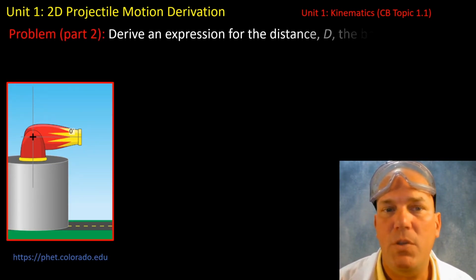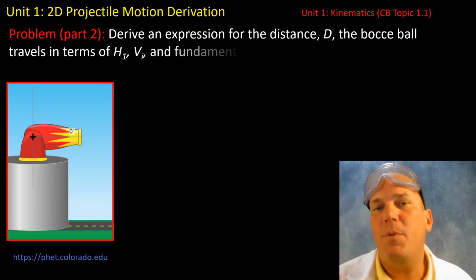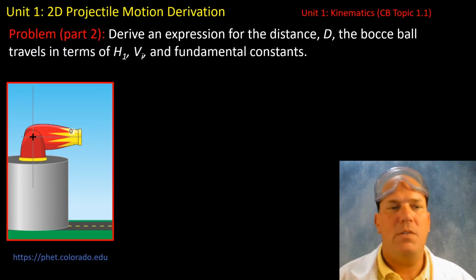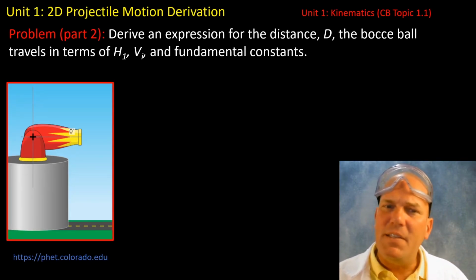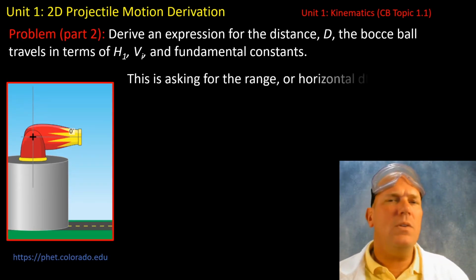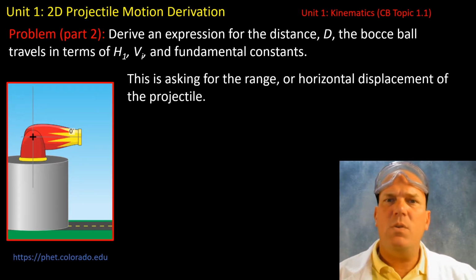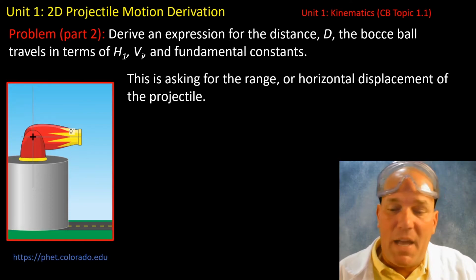And that's the very final step. Go through, make sure you've derived in terms of the variables that the question has asked you to derive for. Now, in part 2, we're deriving an expression for the distance the bocce ball travels. So that would be basically saying this is the horizontal range, the horizontal change in position, the horizontal displacement for the bocce ball.